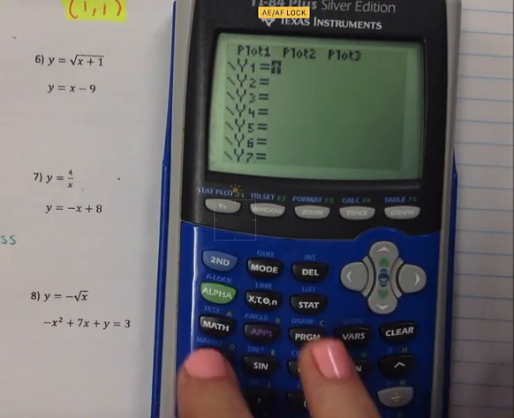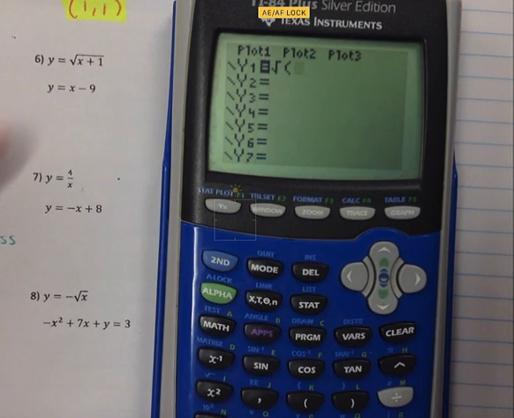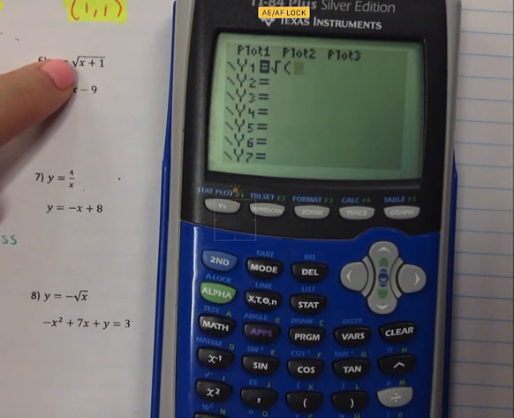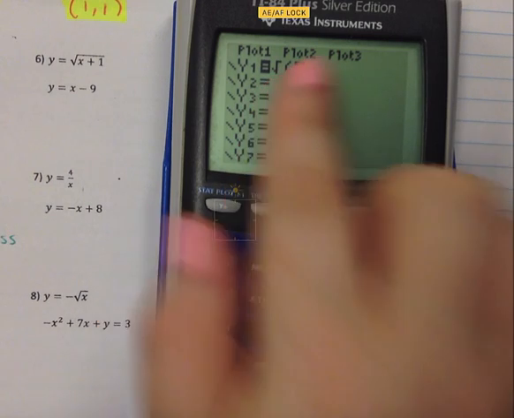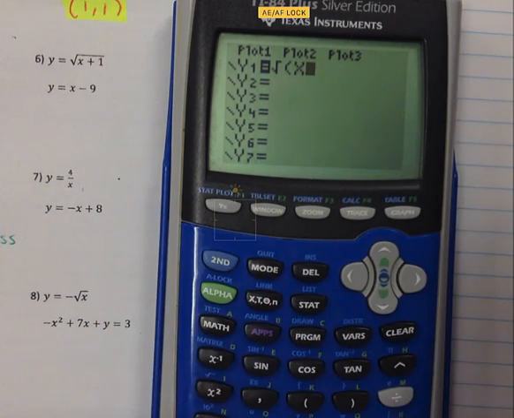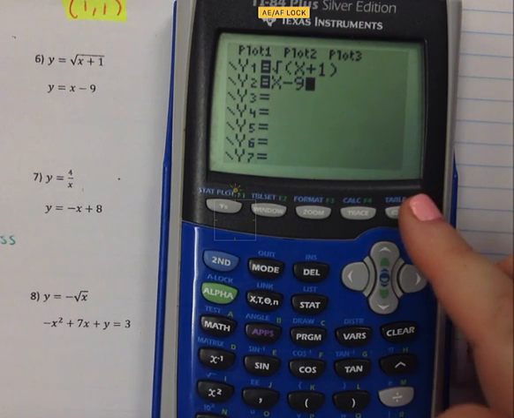So when we do this, square root, that x plus 1, both of those are inside the radical. So my calculator opened up a parenthesis when I pressed square root. I need to make sure that x plus 1 is inside that radical. So I close my parentheses because all of that is inside the radical. And then in the second one is x minus 9. And again, I want to press graph to see what it looks like.